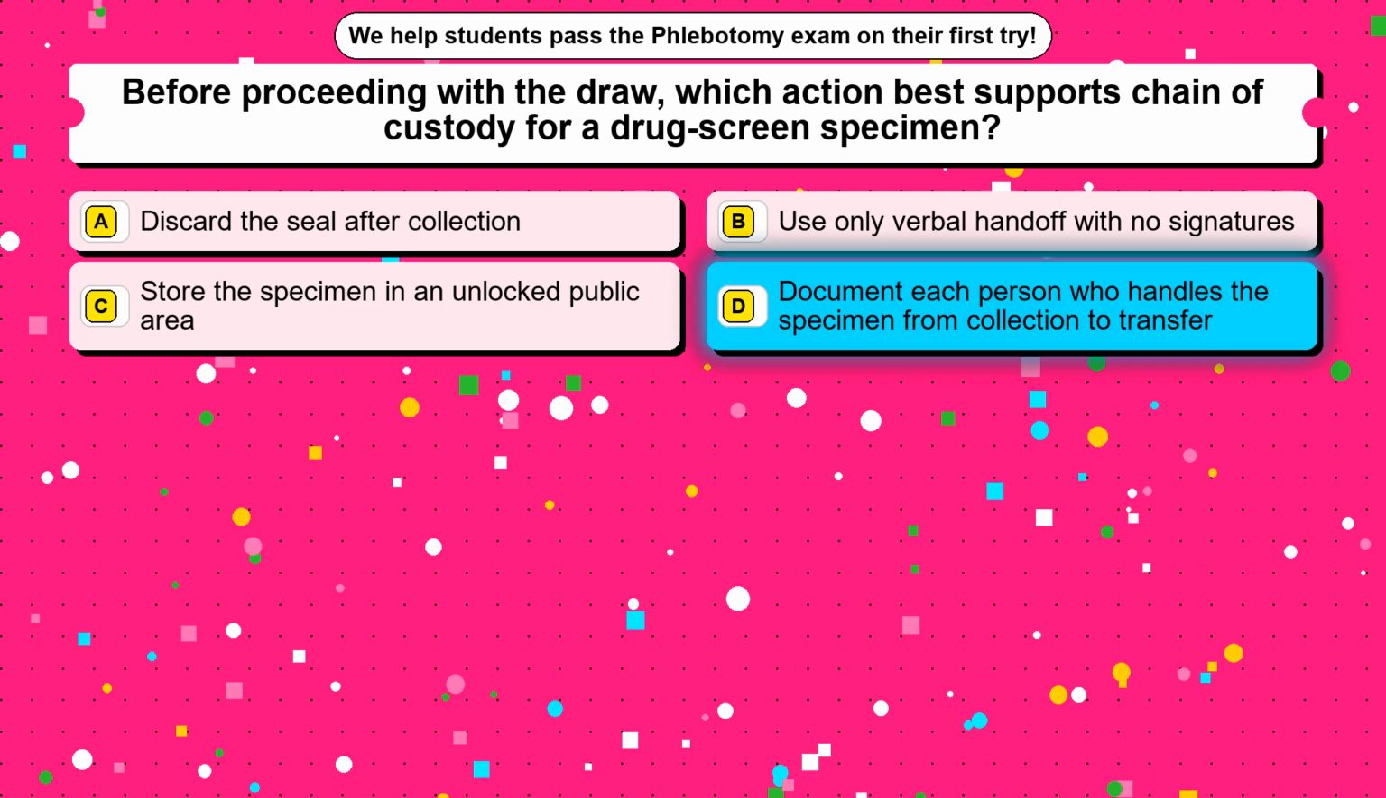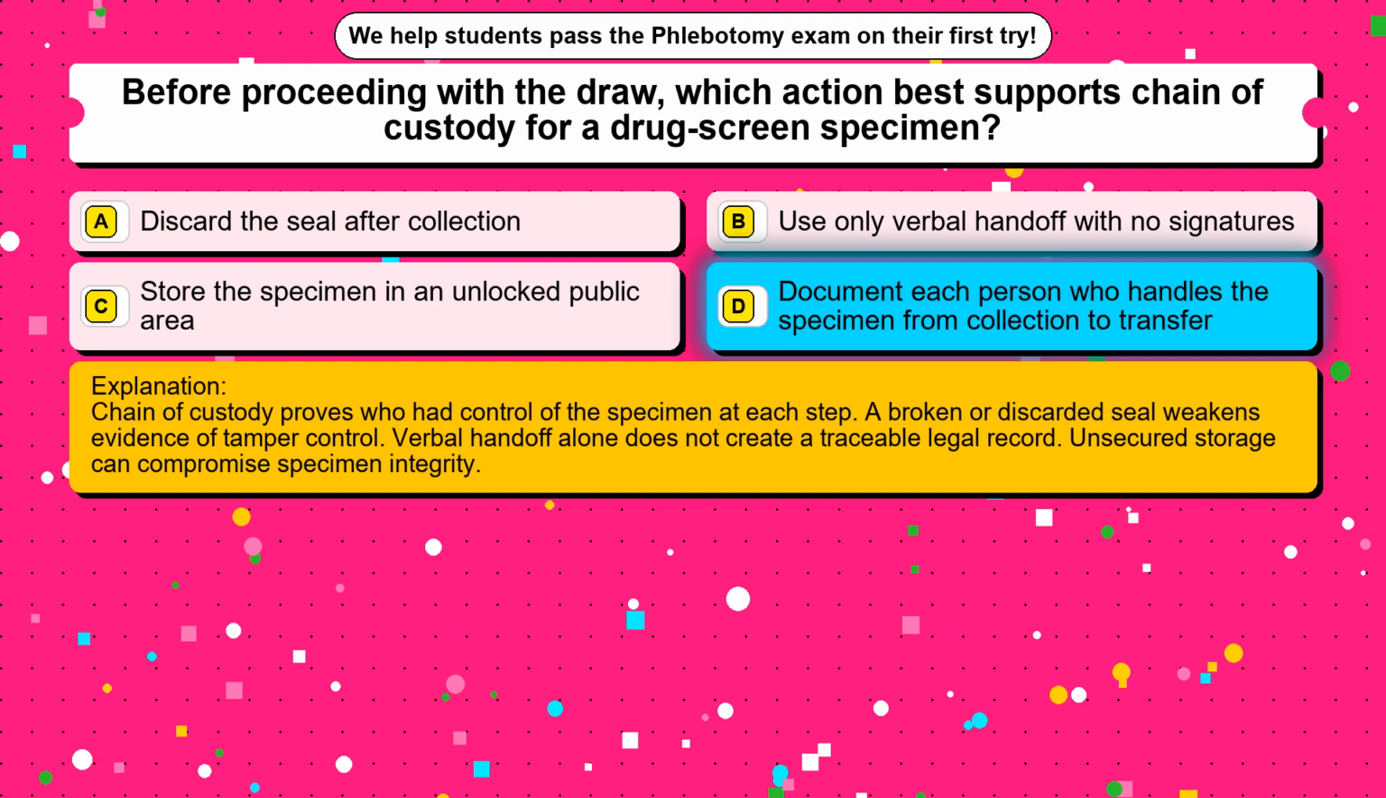The correct answer is option D. Document each person who handles the specimen from collection to transfer. Chain of custody proves who had control of the specimen at each step. A broken or discarded seal weakens evidence of tamper control. Verbal handoff alone does not create a traceable legal record. Unsecured storage can compromise specimen integrity.